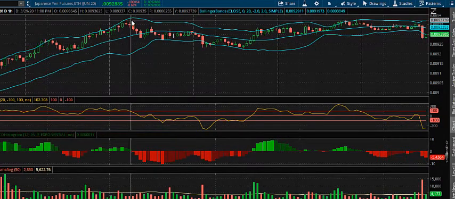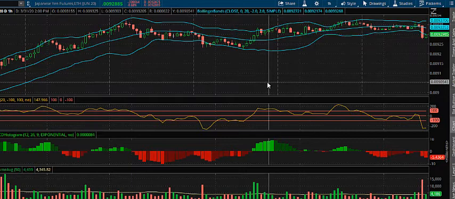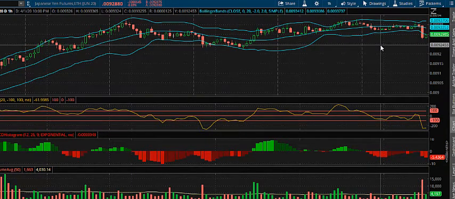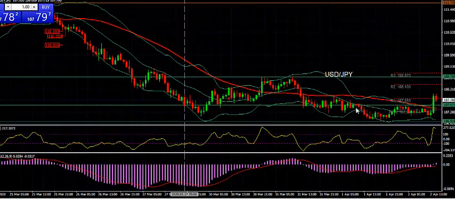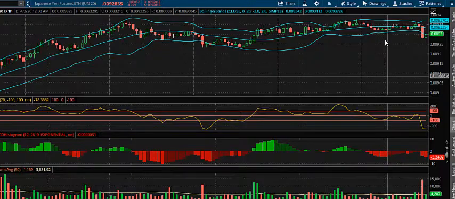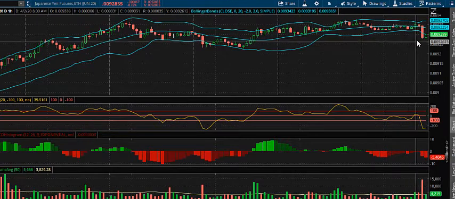We're looking at the Japanese yen futures. Again, for those of you who are not too familiar with what I'm doing here, I do trade Japanese yen futures at the same time that I trade the dollar yen. Here is the dollar yen chart. So you can see it moves in the exact opposite direction. This is the dollar yen 1 hour time frame. This is Japanese yen futures 1 hour time frame.